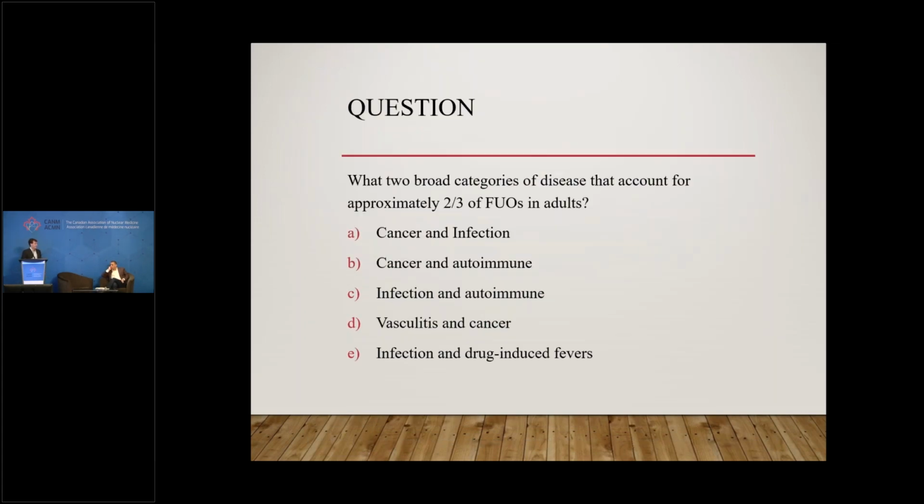And again, just to ask a question, what two broad categories of disease account for 2/3 of cases of fever of unknown origin? Is it cancer and infection, cancer and autoimmune disease, infection and autoimmune disease, vasculitis and cancer, or infection and drug-induced fever? Well, the proper answer is infection and autoimmune disease.